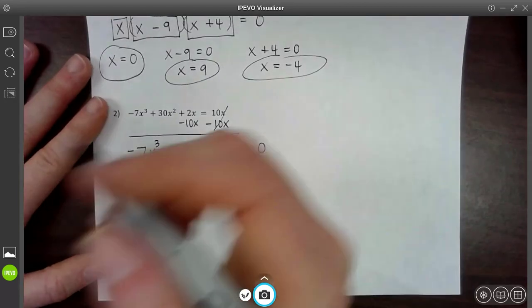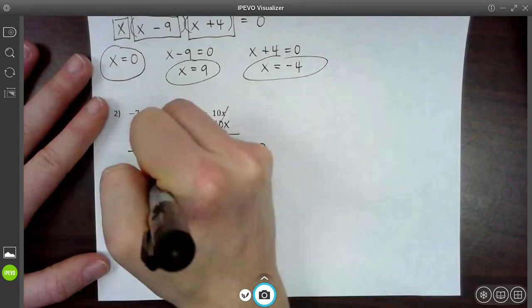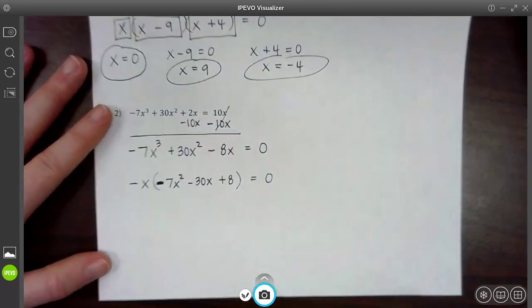All right. Oh, guys, somebody call me out on that. It would be positive 7x squared. Sorry. If I took out a negative x. That's the whole point in doing it.